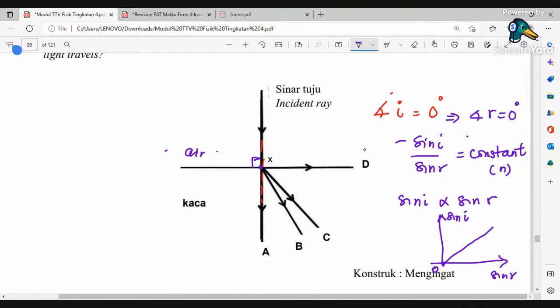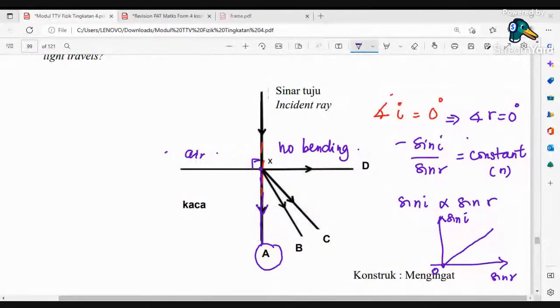So if angle of refraction 0 means the light will continue to travel in the same direction. No bending. Okay, no bending. Or we can say no refraction. Okay, so when travel along the normal line, no refraction, travel straight line. So your answer should be A. Okay. If you have question, you just write in chat kalau mana yang tak faham. Okay, tulis dalam chat.